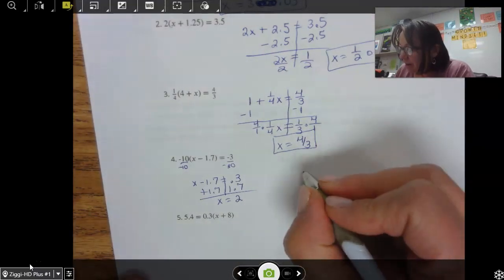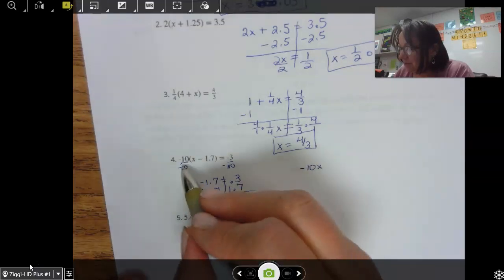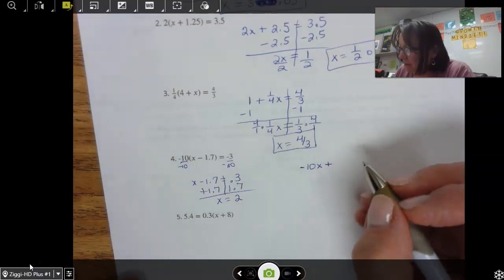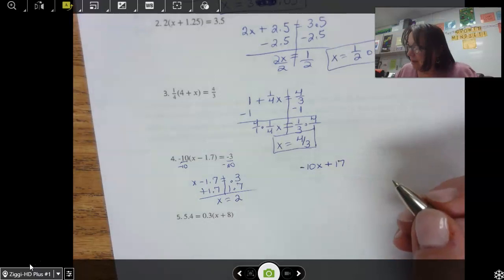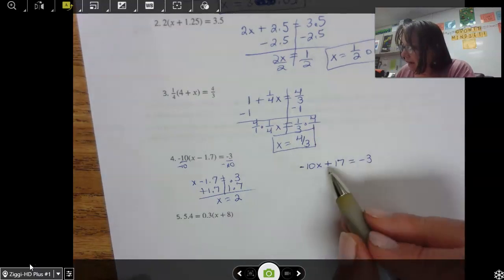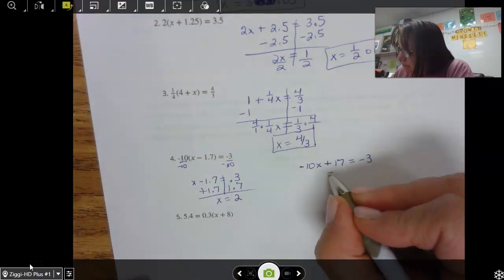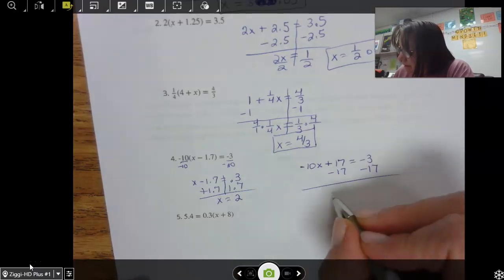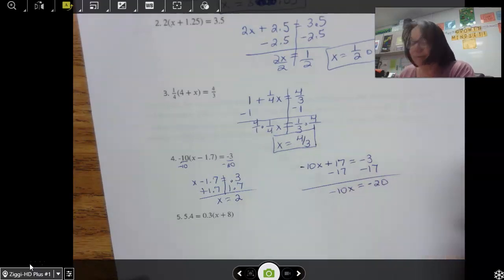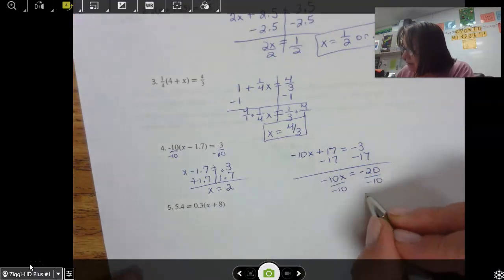Okay, if I try it the other way, I'm going to distribute. -10 times x is -10x. -10 times a negative is going to be positive, and that would be 17. And then that is going to equal -3. So now I would subtract 17 from both sides. And I have negative 10x equals negative 3 minus 17 is negative 20. If I divide by negative 10, I'm going to get x equals 2.